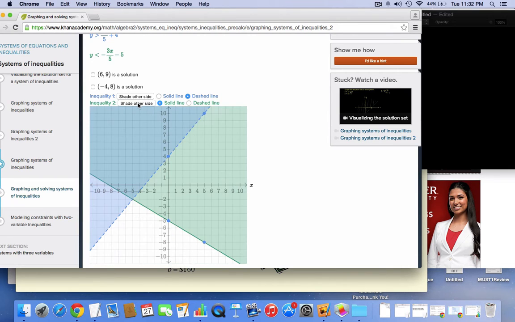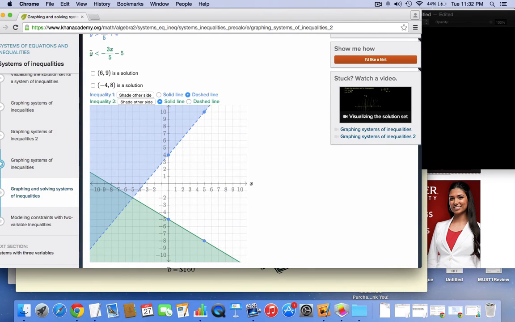If I were to shade above it, that would indicate that the y values of all the coordinates could be above this line, which is not correct. So we're going to shade below the line. And of course, since it can be less than but not equal to any of the points on this line, then the y-coordinate must be below and it cannot be equal to. So we're going to graph it as a dashed line, not a solid line.